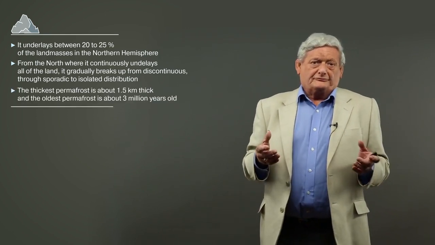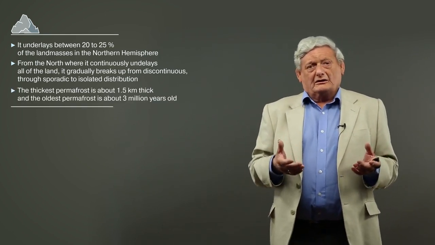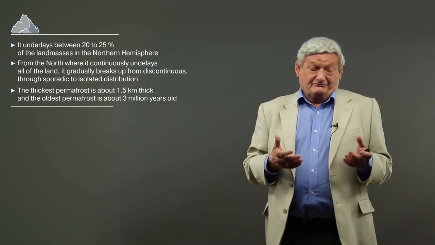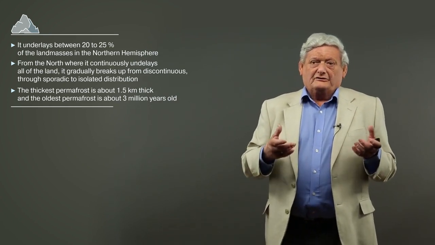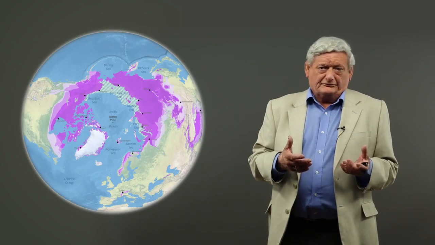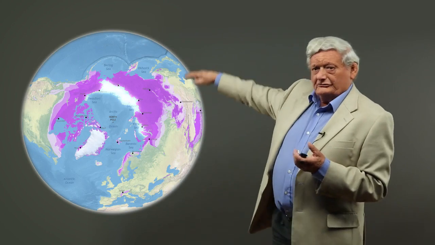The thickest permafrost in the world is about 1.5 kilometers thick. It is very substantial. And the oldest permafrost is about 3 million years old. It's also found on the continental shelves. And you can see this green hatching here off the coast of Siberia. There's permafrost there too. But that's outside the scope of this series, even though it's extremely important permafrost.